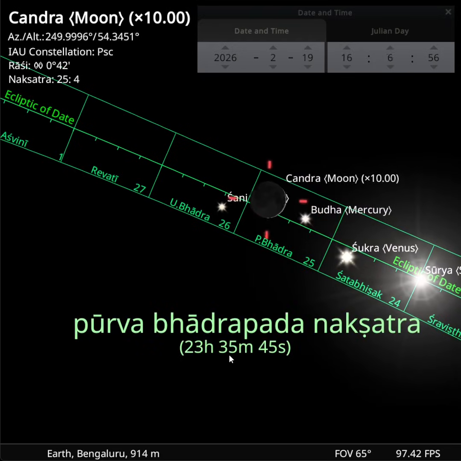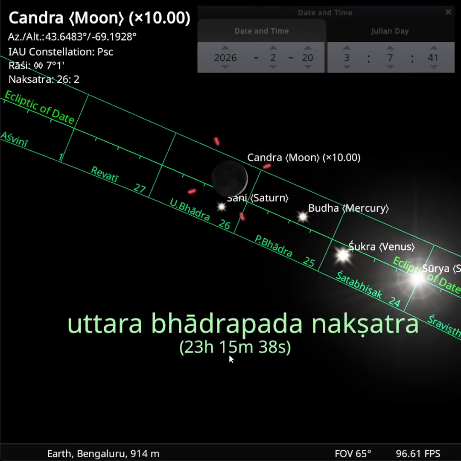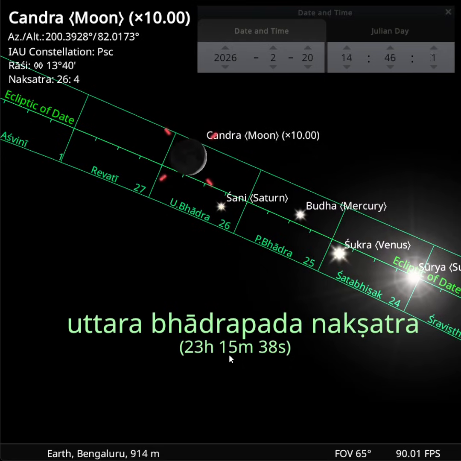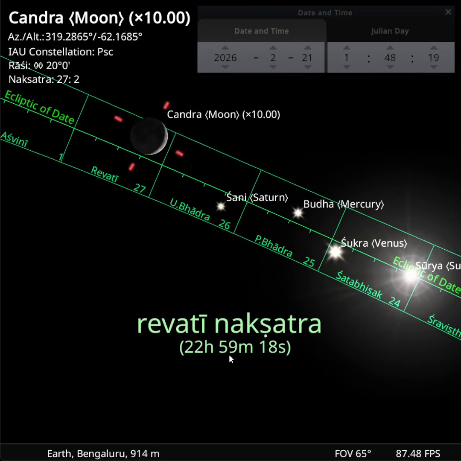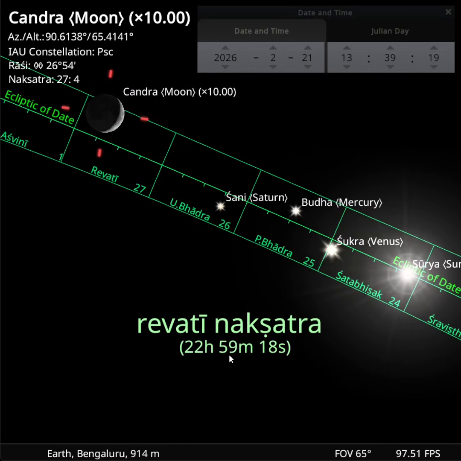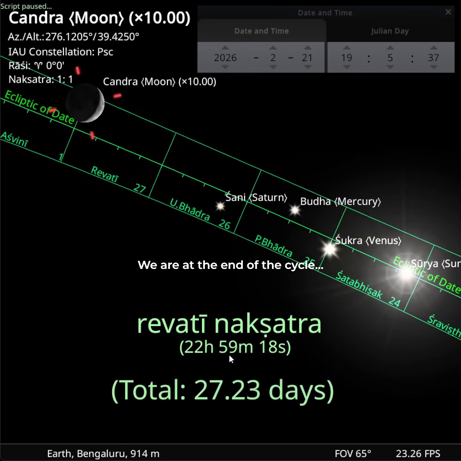Now Purva Bhadra, Uttara Bhadra, 23 hours, 15 minutes. And finally Revati, 22 hours, 59 minutes. And we are at the end of the cycle because the next nakshatra is Ashwini once again. So 27 nakshatras, 27 days. And that's exactly what I am showing you here.